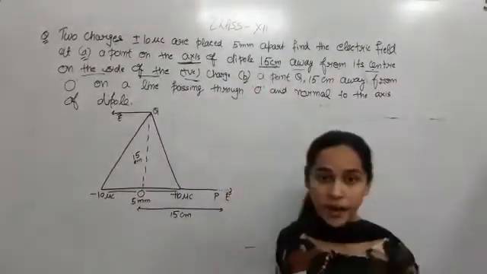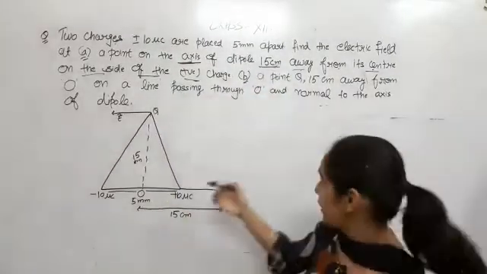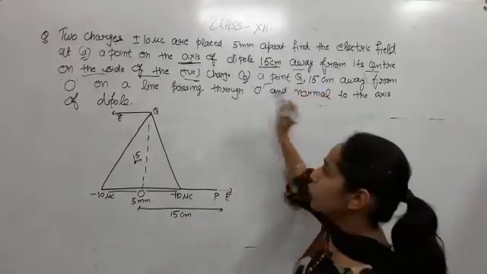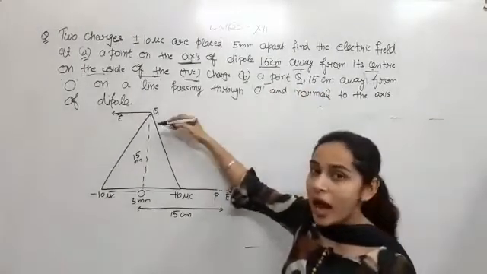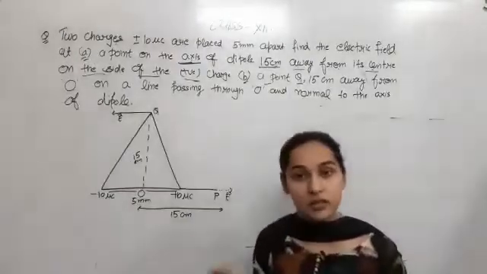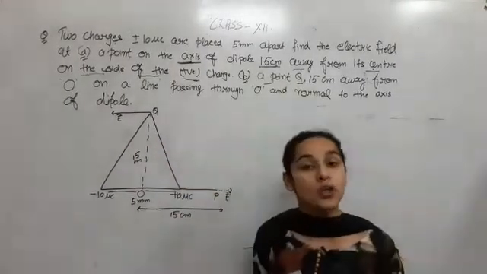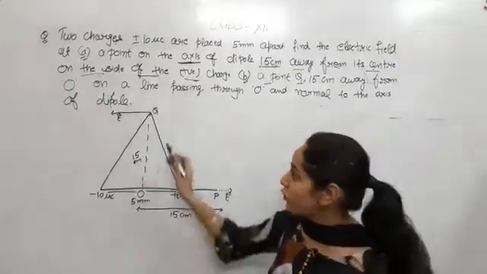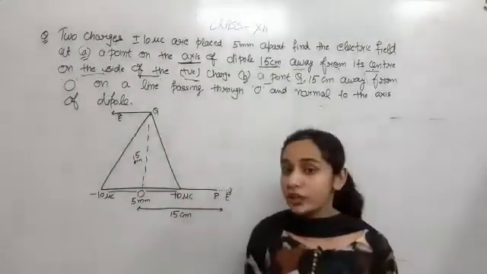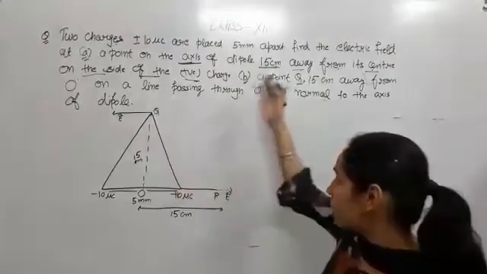Now the second part, what they are asking, a point Q. Here is my point Q. I think from the diagram it is clear to you that point Q is on the equatorial line. So we have to use the relation of the equatorial line. Just read the statement which they have given.